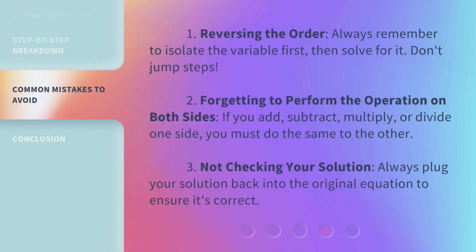1. Reversing the order. Always remember to isolate the variable first, then solve for it. Don't jump steps. 2. Forgetting to perform the operation on both sides. If you add, subtract, multiply, or divide one side, you must do the same to the other. 3. Not checking your solution. Always plug your solution back into the original equation to ensure it's correct.